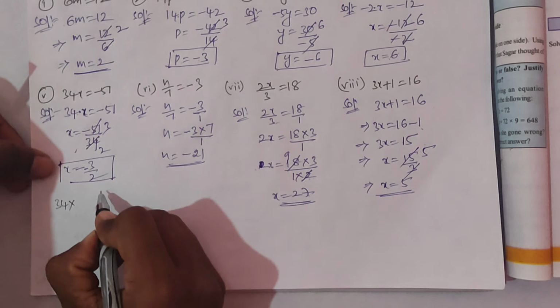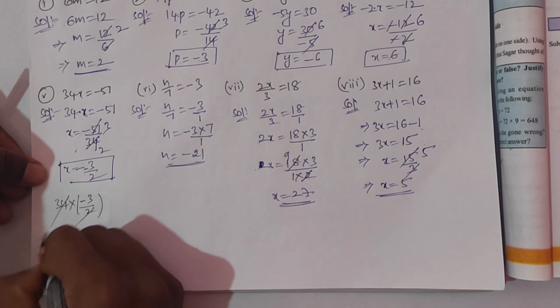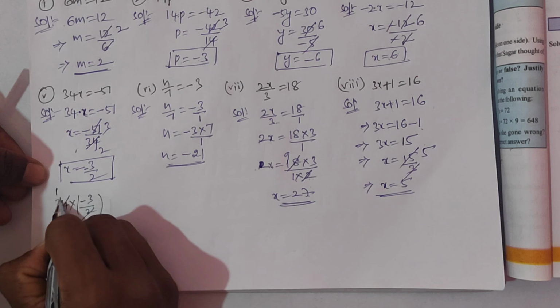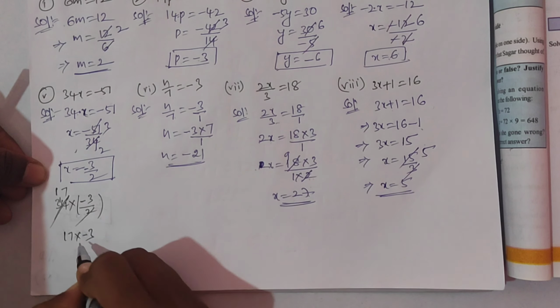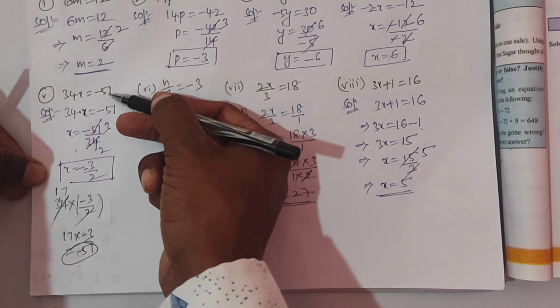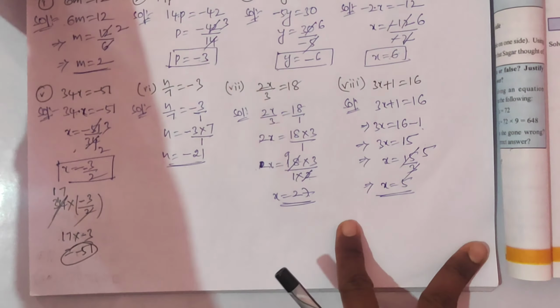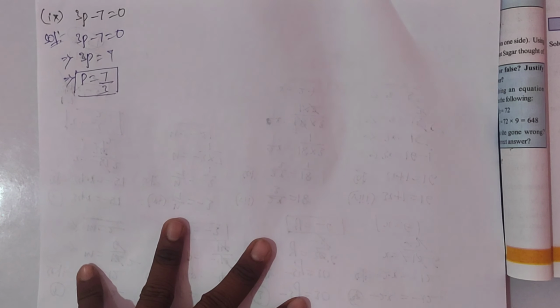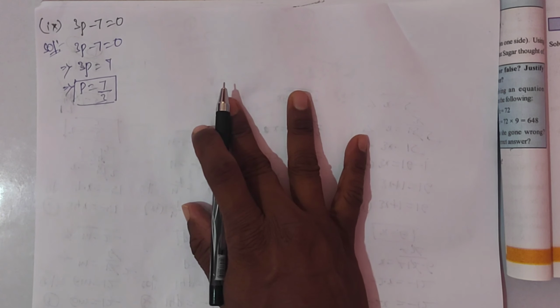34 into x, how much did we get here? Minus 3 by 2. 2 ones are 2, 2 ones are 2. 1 will be remaining. 14, 2 sevens are 14. Then 17 into minus 3, nothing but 17 3s are 51, plus into minus becomes minus. So minus 51 equals to minus 51. If you have doubt, you can check like this. By replacing the value in the given question, you will get both LHS and RHS equal. If not, it means we have done it wrong. Okay, here also you have to do the same thing. Next, 10th one.